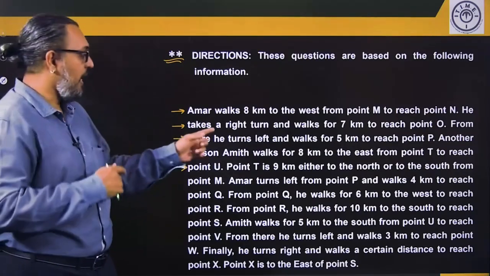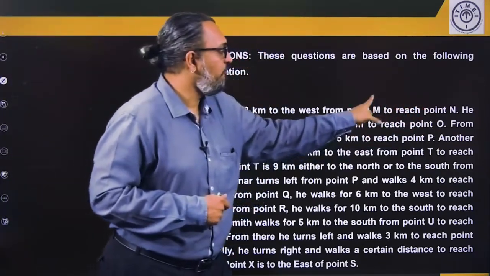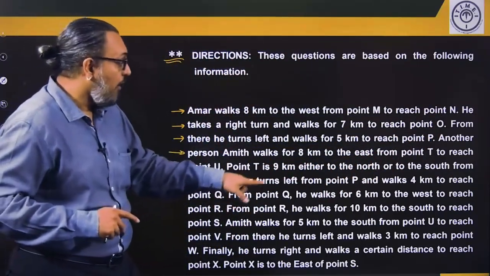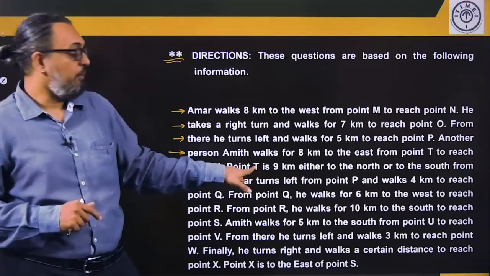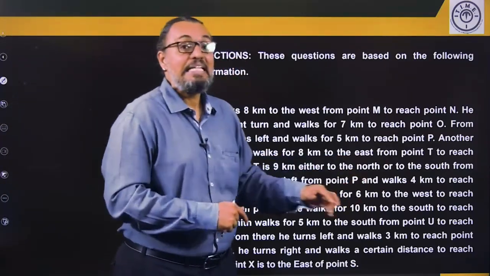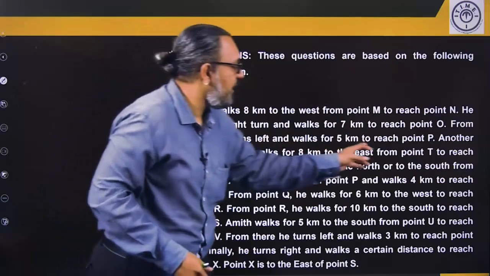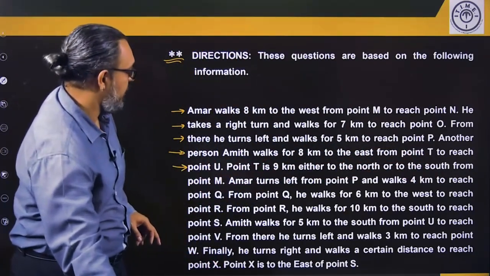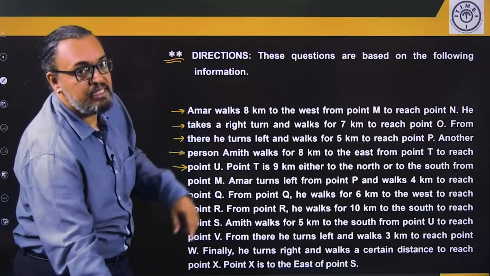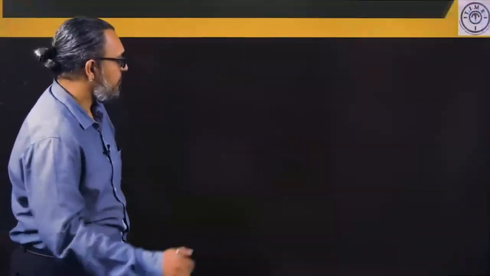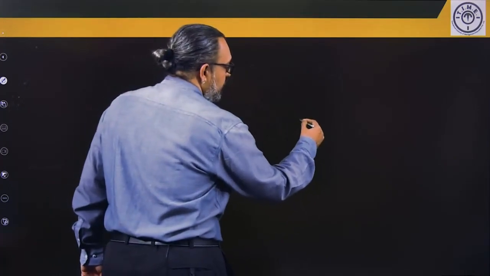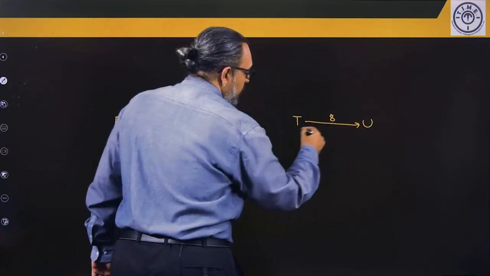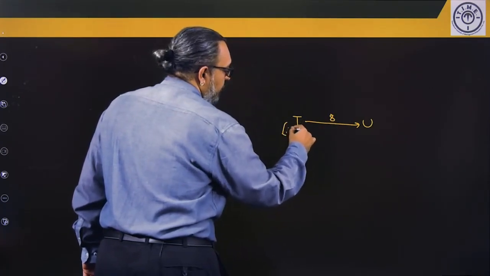So, for now what we can do is try to put it separately. Because see, I have ended with point P. I started with M, went to N, then to O, then to P. M, N, O, P I have. But then after P, now he is starting with a different person, Amit, walks for 8 kilometers to the east. East is right side, correct? So, right side from T to reach U. Right? So, let's take it separately. Amit, 8 kilometers east from T to U. Okay, I'll take it separately here, T east to U, 8 kilometers. Now this is Amit.